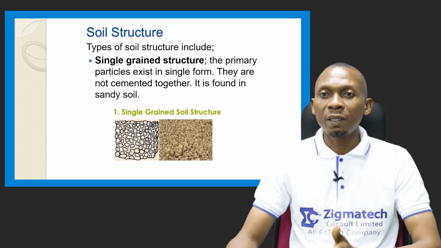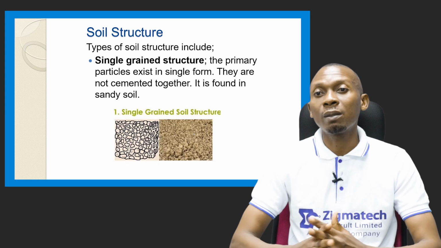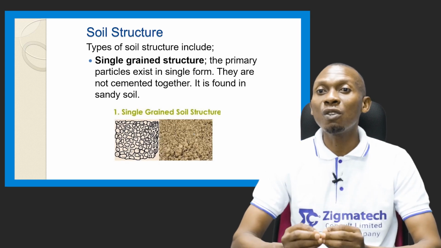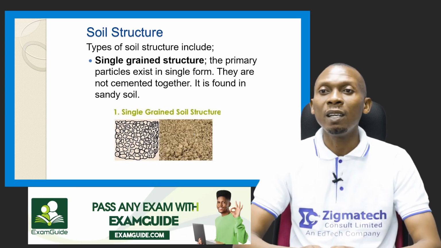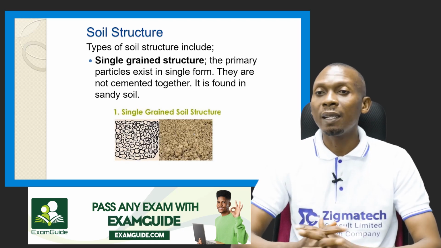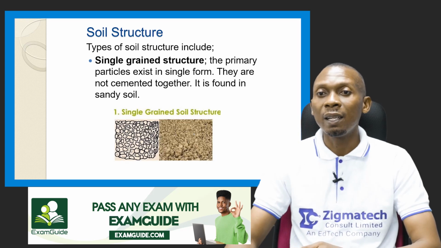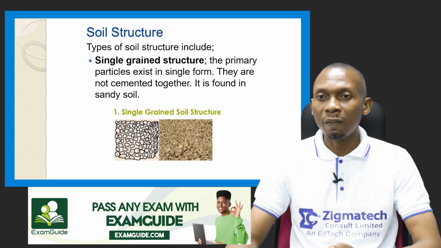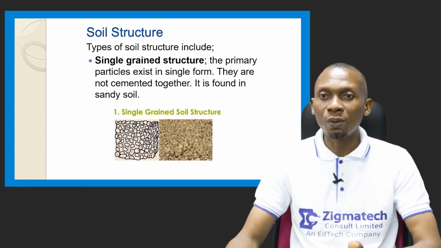First, we have the single grain structure. Now, the primary particles here exist in single form, from the name single grain. They are not cemented together, and they're usually found in sandy soils. The picture can help you to have a better understanding of how it looks.